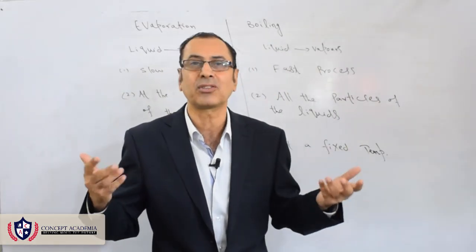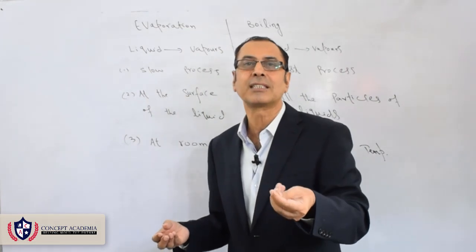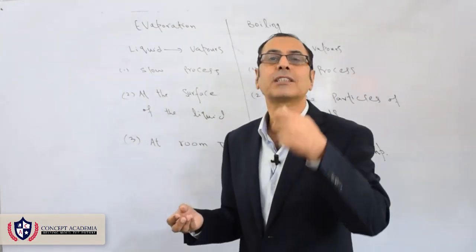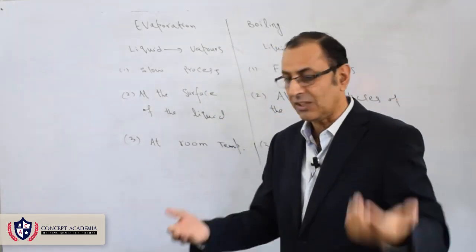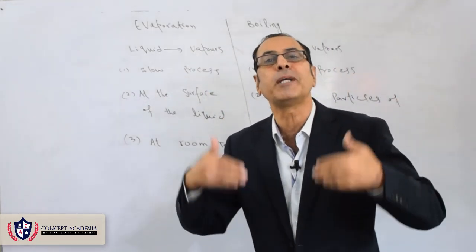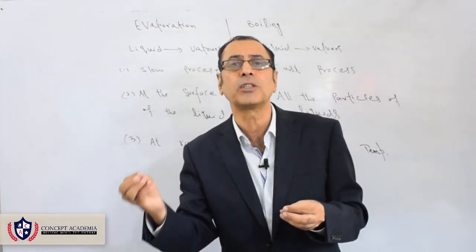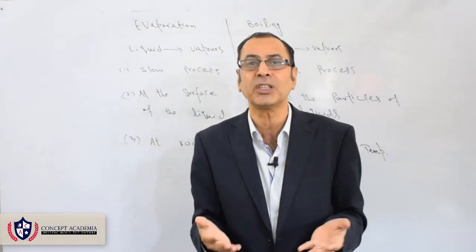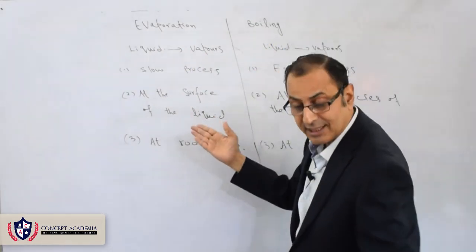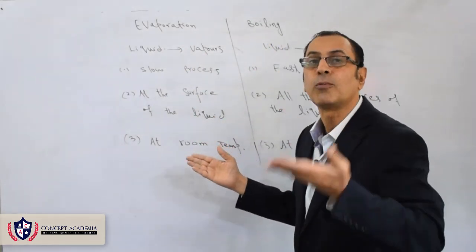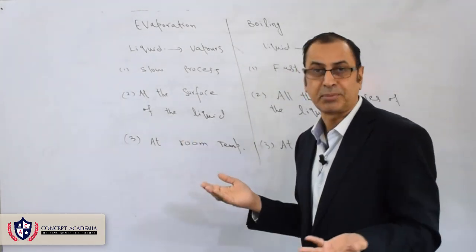But in the same case of water, even at room temperature, some of the water molecules will convert into vapors. And of course that will be a slow process, and that is evaporation. So when water converts into vapor even at room temperature, that will be evaporation. It is a slow process. It takes place at the surface of the water, and it may take place at room temperature.